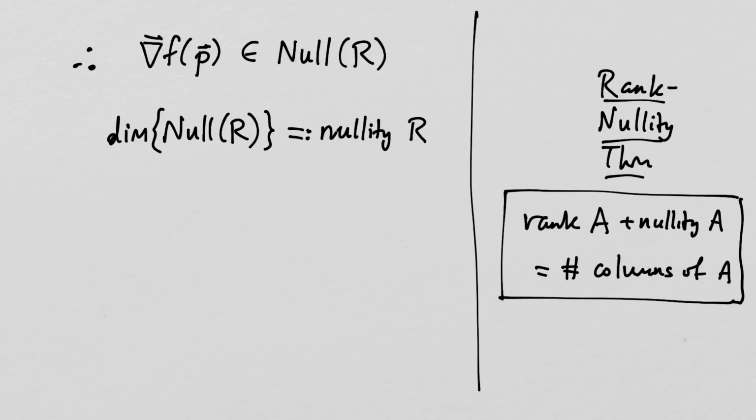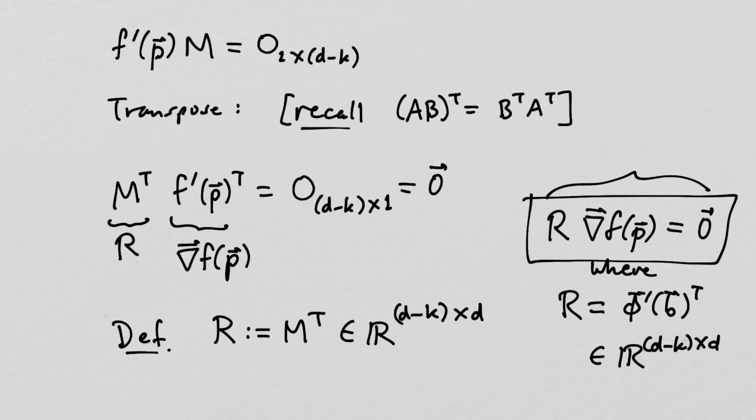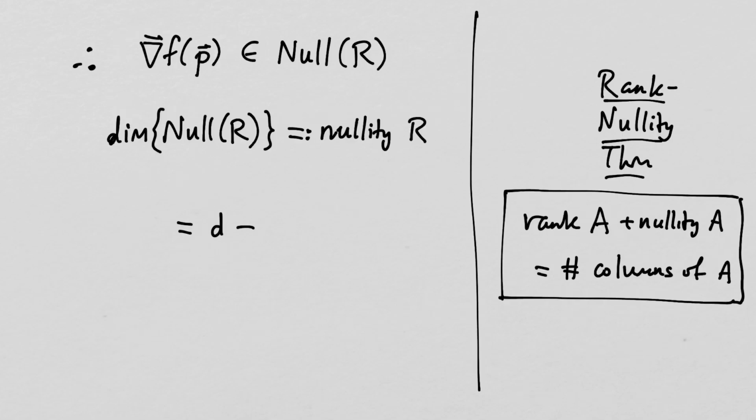All right, so if we apply the rank nullity theorem to our situation, we can write the nullity of R as its rank, as the number of columns. How many columns did R have? I think it was D. Let's just check. Yeah, it has D minus K rows and D columns. Okay, so the number of columns of the matrix, which is D, minus the rank of that matrix.